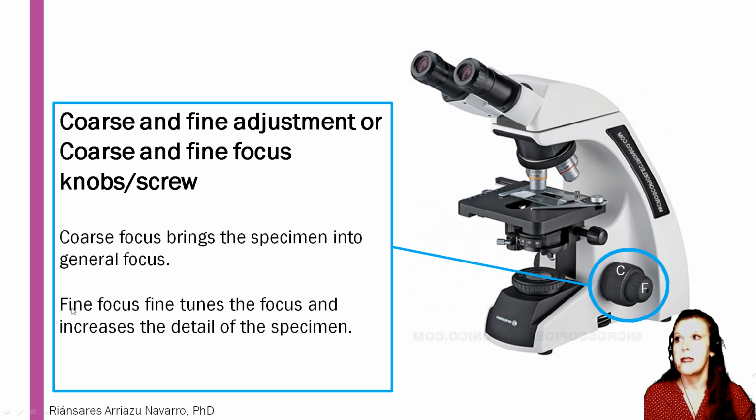Then we have this F. This F is the fine focus that we are going to use when we want to get a very clear image of our sample. Normally we are going to work with this one with the 10, 40 and 100 times magnification. So remember, the coarse adjustment with 4 times magnification and the fine adjustment with the other objectives.